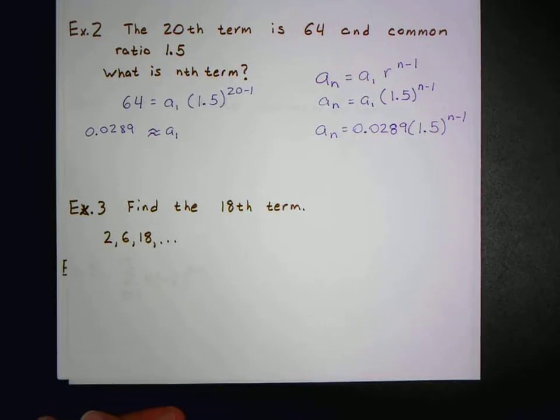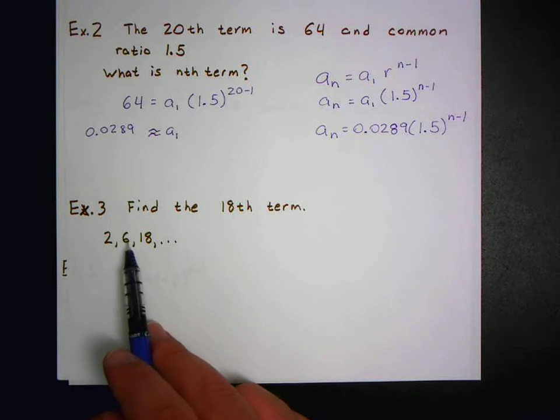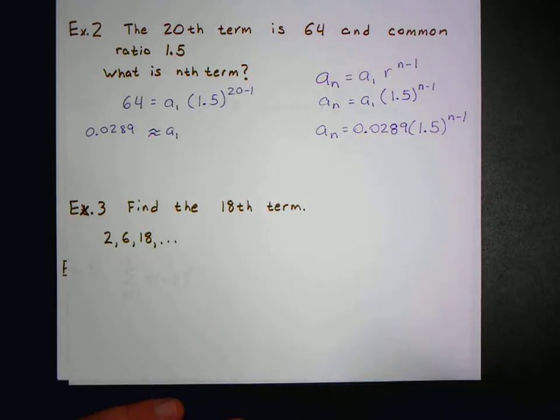Okay, then if you're asked to find the 18th term of the sequence, again, in order to find the 18th term, you could take, this is multiplying 3 each time. So you could take and multiply 3 18 times, or you could just find the formula and then plug 18 into the formula.